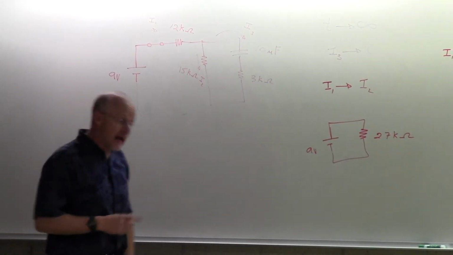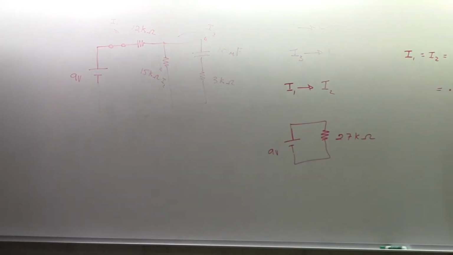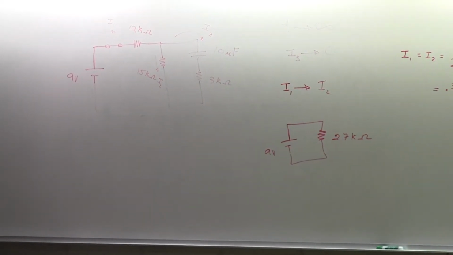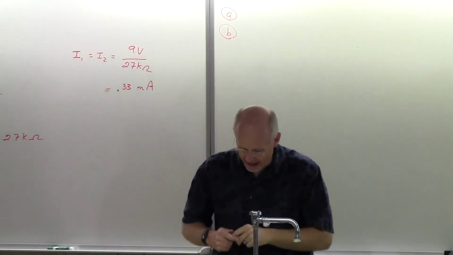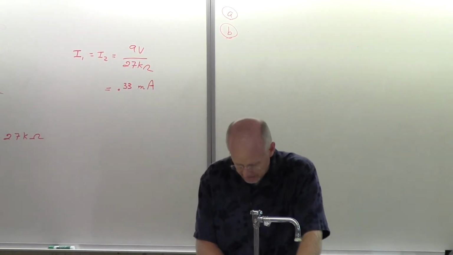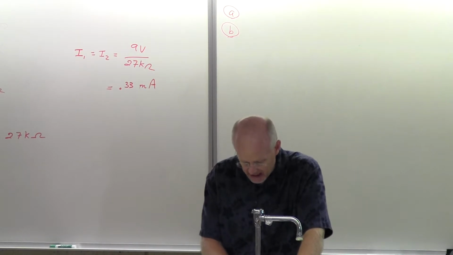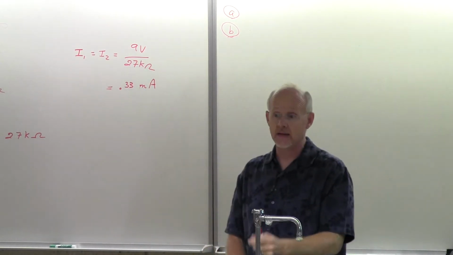Okay? Now, the question A, and for that matter B, are really with it closed. Let's go back and read it here. It says A, find the steady state current in each resistor. Oh, I guess I did that, right?